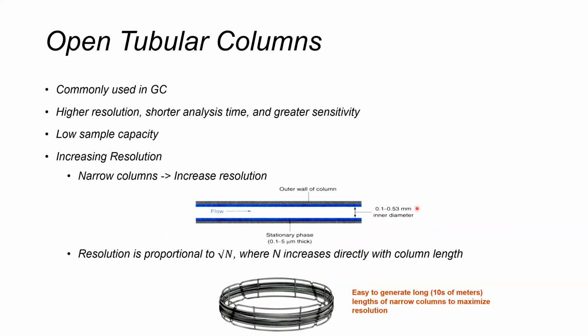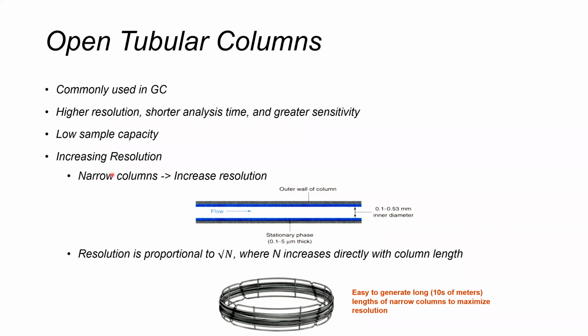So commonly used columns in gas chromatography are open tubular columns. These are basically just tubes that have a coating along the inside wall of the column, which is going to have different properties, and those different properties can be tuned to what we need in our specific use cases. These columns offer higher resolution, shorter analysis time, and greater sensitivity, but they have low sample capacity.